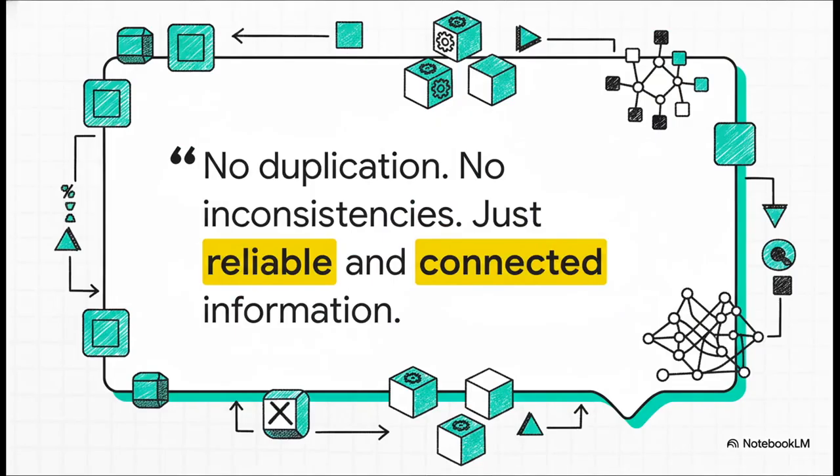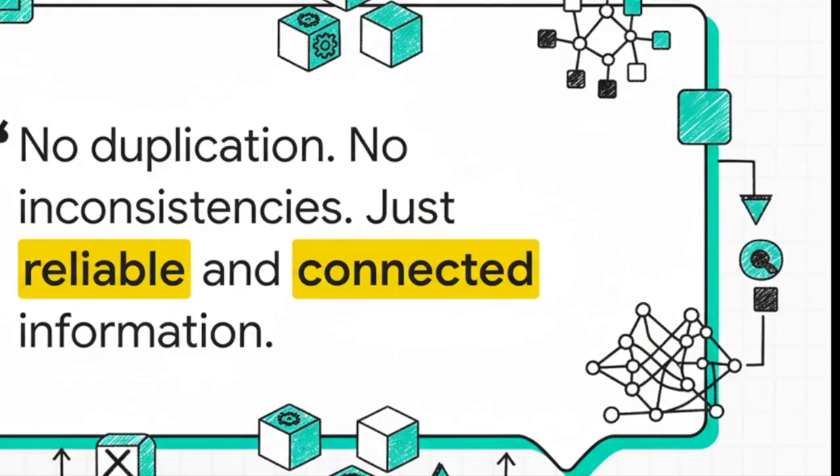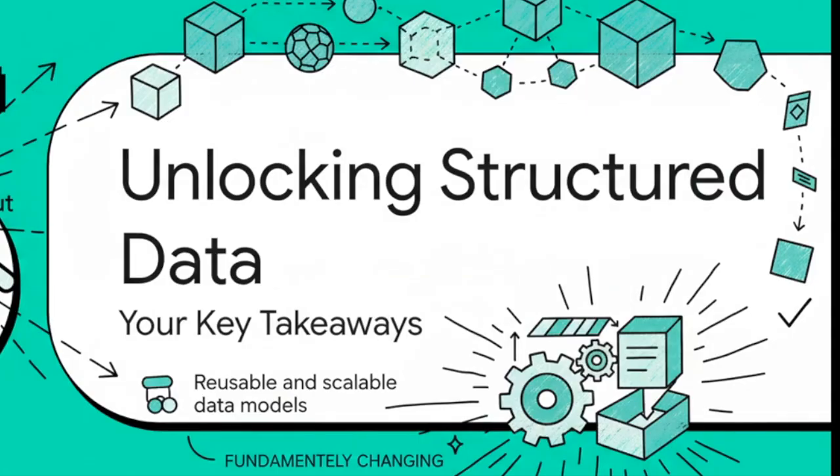And that brings us to this absolutely crucial point. When you reuse components like this, you get this incredible benefit. No duplication. No inconsistencies. Just clean, reliable, and connected information across your entire project. So let's just zoom out for a second and recap what this new structure actually unlocks for you. Because this is about way more than just organizing parts. This is about fundamentally changing how you manage complex information.